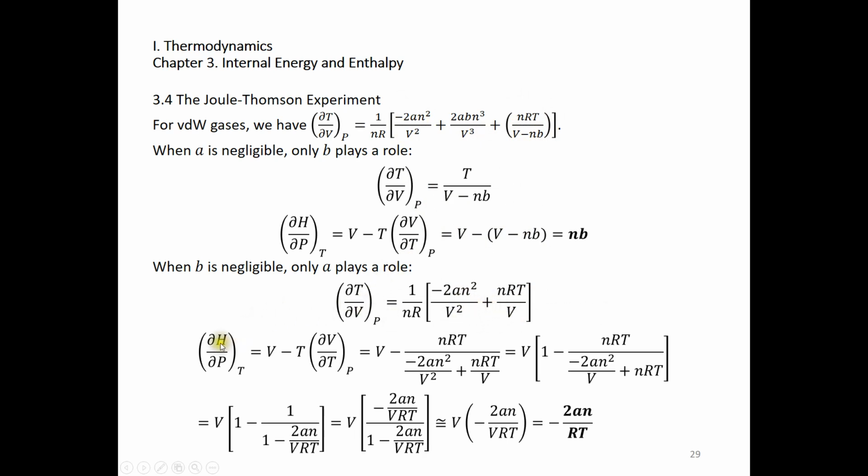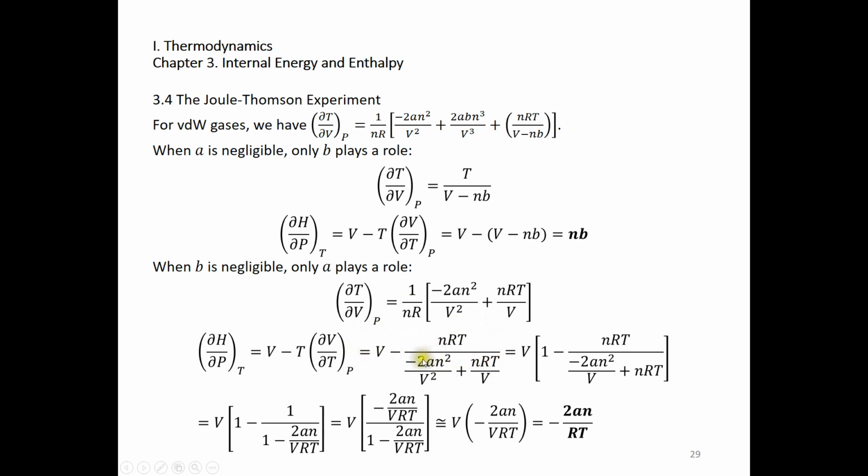Now we will evaluate delta H over delta P. It's just V minus T times delta V over delta T. And this is just the reciprocal of this, so I'm going to put the reciprocal of this here. It's 1 over this, and then times nRT. The T comes from here, nR comes from here. We need to take the reciprocal of 1 over nR, therefore it's just nR. So this does look very complicated. We will simplify this a little bit.